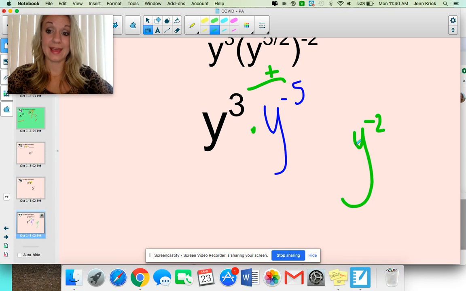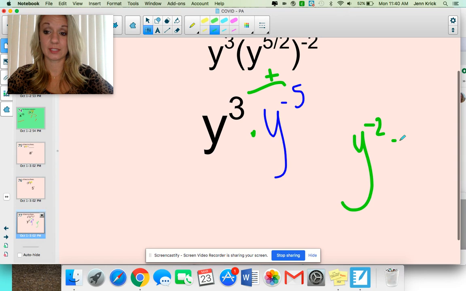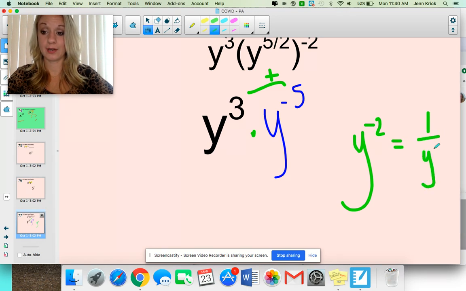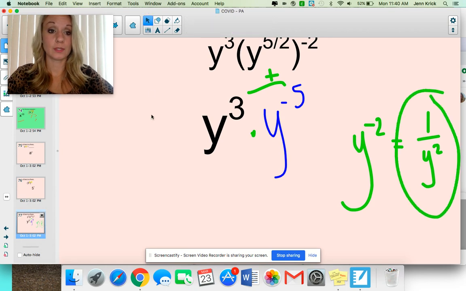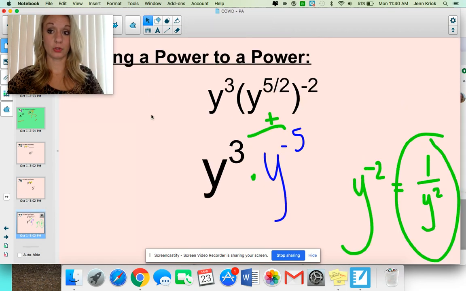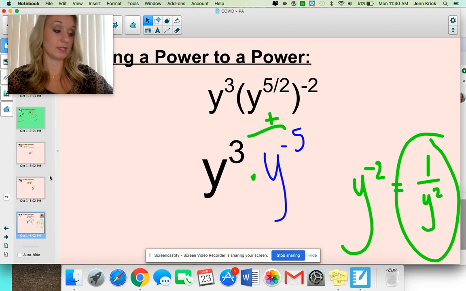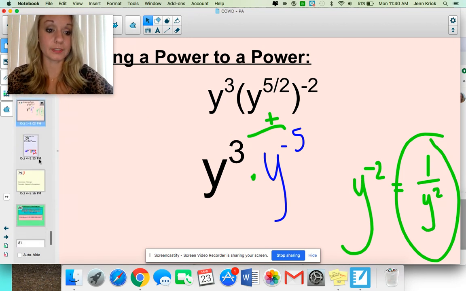Last step. If you've got y to the negative 2 power, we can't leave it with the negative exponent. So we are just going to bring it down to the denominator, and then it becomes positive. So if this was a lot to watch, rewind this whole thing, rewatch it again, and go through the steps together. All right, almost done.